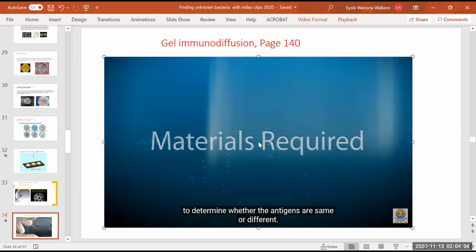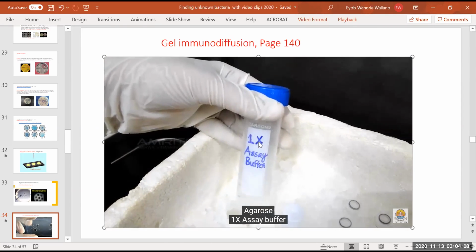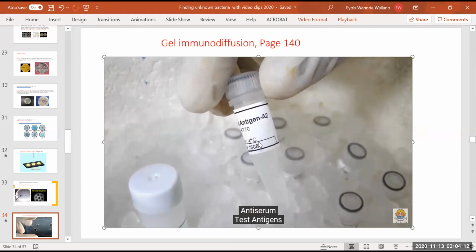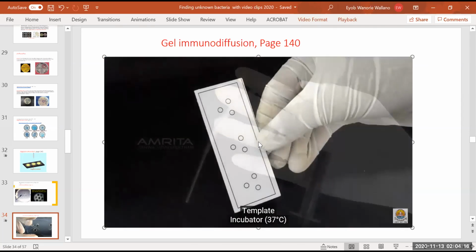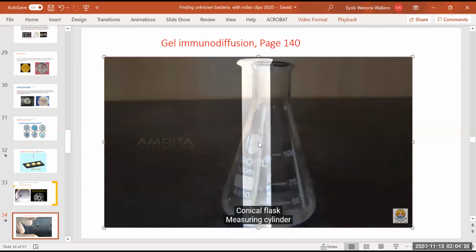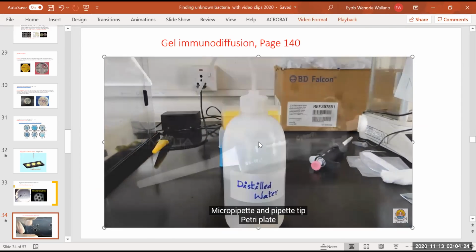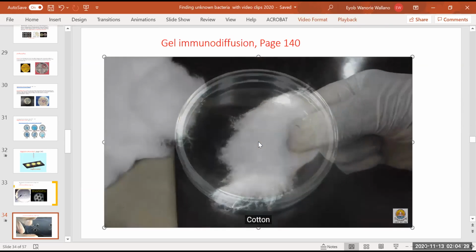Materials required: agarose, 1x assay buffer, antiserum, test antigens, glass slide, gel punch with syringe, template, incubator, conical flask, measuring cylinder, alcohol, distilled water, micropipette and pipette tip, Petri plate, cotton.